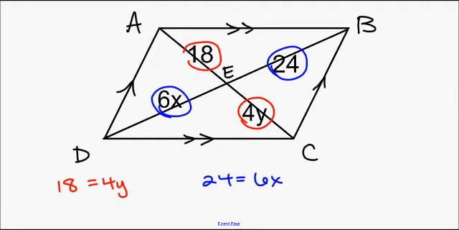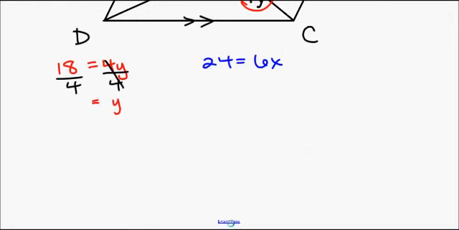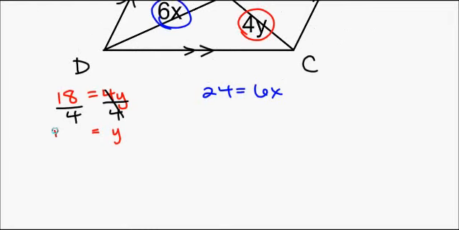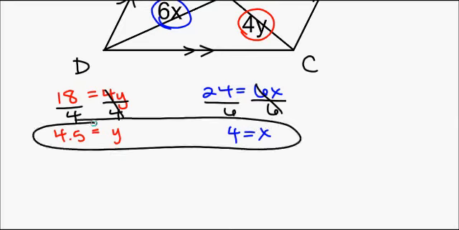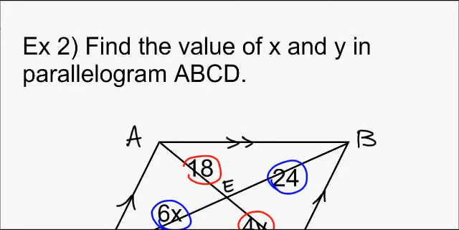To solve my first equation, I'm just going to divide by 4 to get y by itself. And I get y equals 4.5. And over here, I need to get x by itself, so I'll divide by 6. And I get x equals 4. So that's all you got to do. Set the two halves of the diagonals equal to each other. And that concludes lesson 2, part 1.